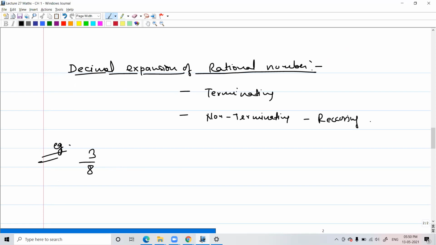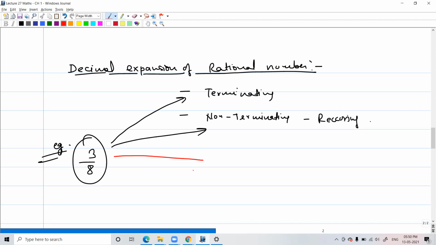Just by looking at it or doing some minor calculation, without actually doing the division, can you figure out whether the decimal expansion will be a terminating decimal or a non-terminating recurring decimal? Without doing the division, does anyone know any method or trick to know this? It should be in the form of 2 power m into 5 power n. Yes. Okay. Good. We'll talk about that.